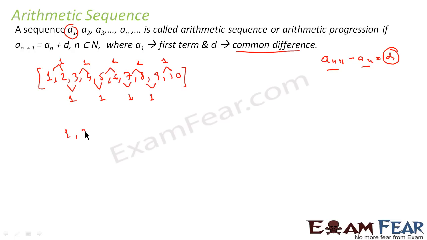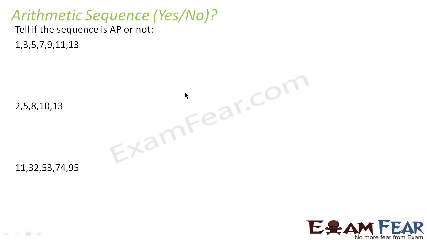Let's take one more example. 1 3 7 9. Here the difference between 1 and 3 is 2, 3 and 7 is 4, 7 and 9 is 2. You see, the difference is not constant. In the first case it is 2, in the second case 4, and the third is 2. So this is not an AP, while the previous one is an AP. So for an AP, the difference in an ordered list should be constant. Let's take some more examples to clear our concept.